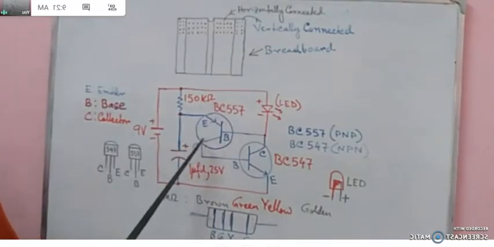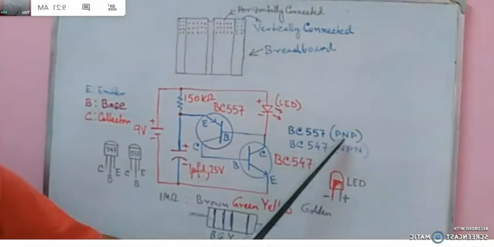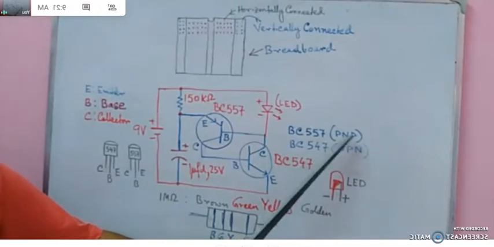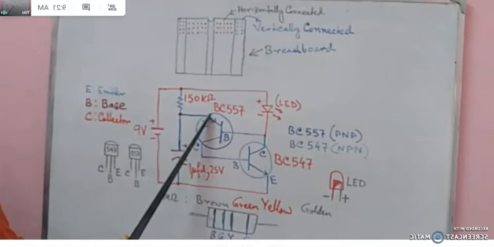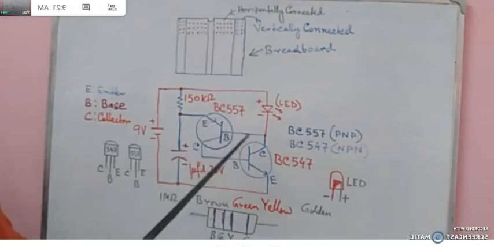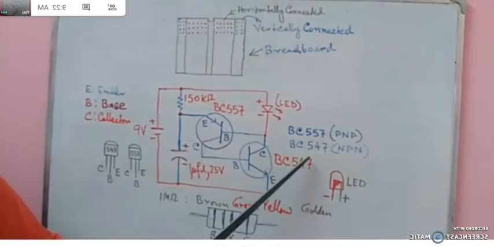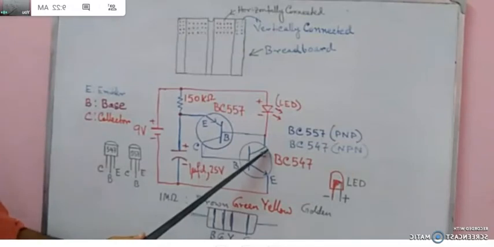Now, this transistor is the BC557 PNP transistor. PNP means positive, negative, positive. Three layers are there: emitter, base, collector. So emitter is positive, base is negative, collector is positive. But the BC547, the other transistor, is NPN. That is, emitter is negative, base is positive, collector is negative.